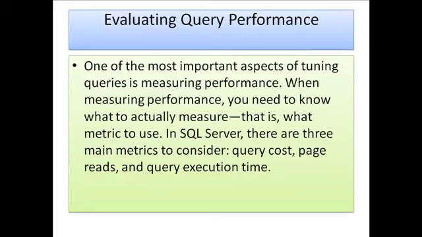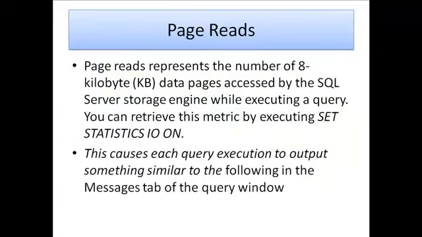One of the most important aspects of tuning queries is measuring performance. When you measure performance, you need to know what metrics of SQL Server to use to improve performance. In SQL Server, there are three main metrics to consider. One is query cost, second is page reads, and third is query execution time. What are page reads? Page reads represent the number of 8 kilobyte data pages accessed by the SQL Server engine while executing a query. You can retrieve this metric by executing SET STATISTICS IO ON.